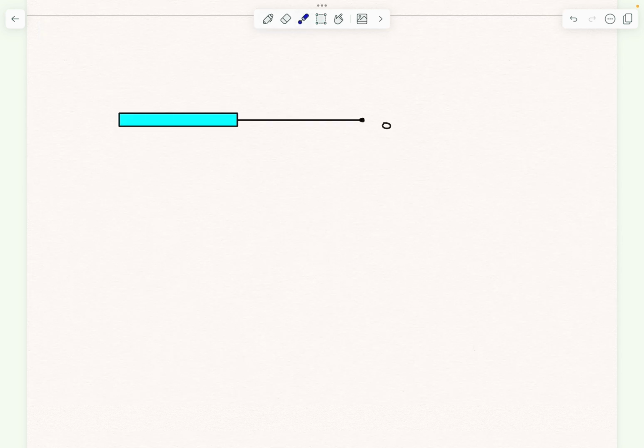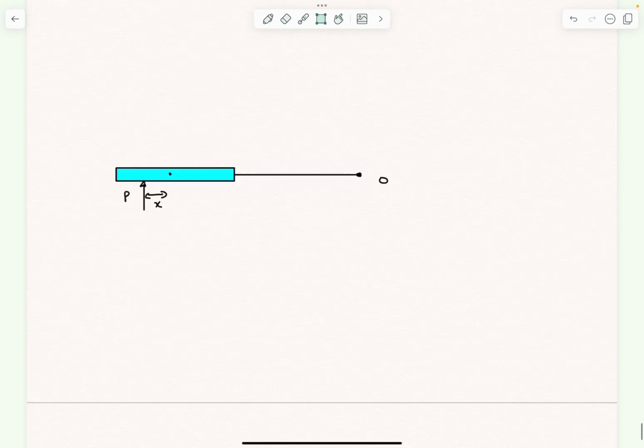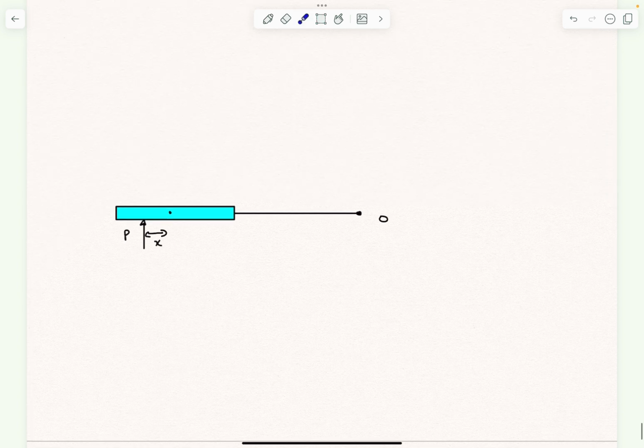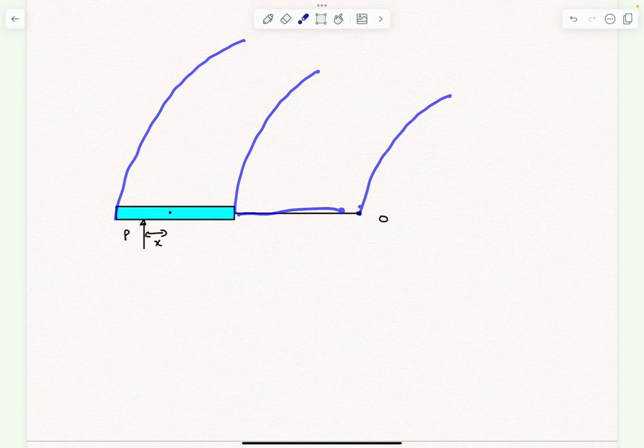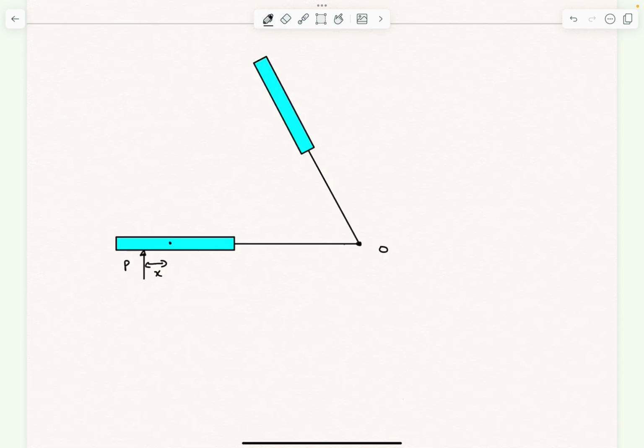So both the rod and the string have the same length of L, and an impulse of P is applied at a distance of x. Okay, and the next thing that was given to us is that the rod will move along the path of the circle along with the string, right? So after some finite amount of time has passed, the situation would look something like this.